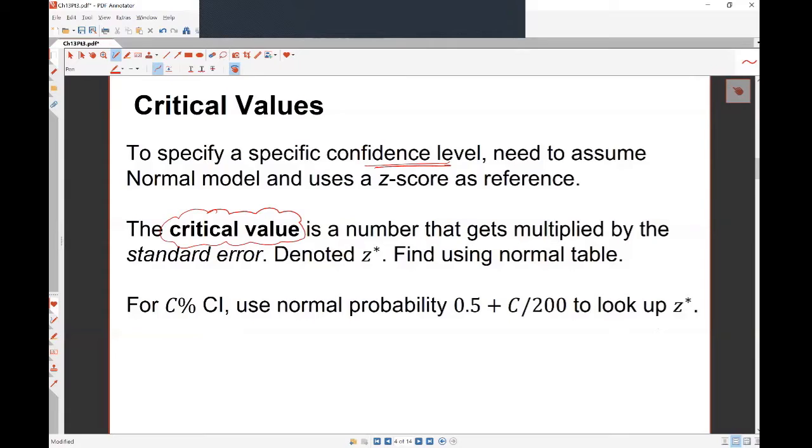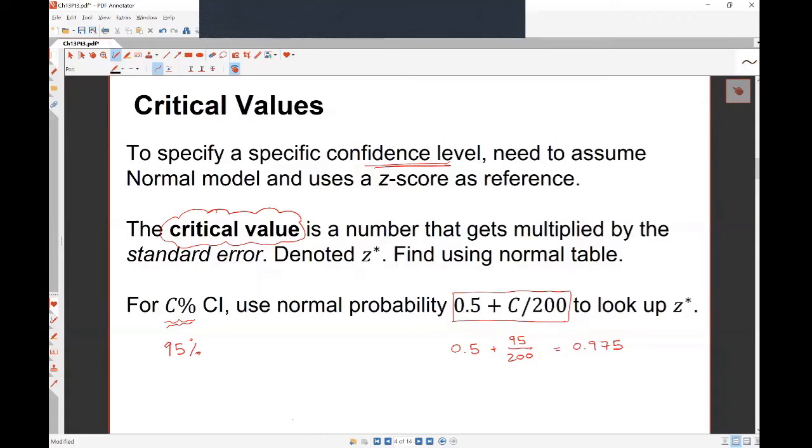So let's say that you want to construct a C% confidence interval. If you want to use your normal table, then the value inside of the table that you look up is 0.5 plus C divided by 200. How does this work? Well, we just looked at a 95% confidence interval, right? So if C is 95, that means I'm going to do 0.5 plus 95 over 200. And if I calculate that, I end up with the value 0.975.